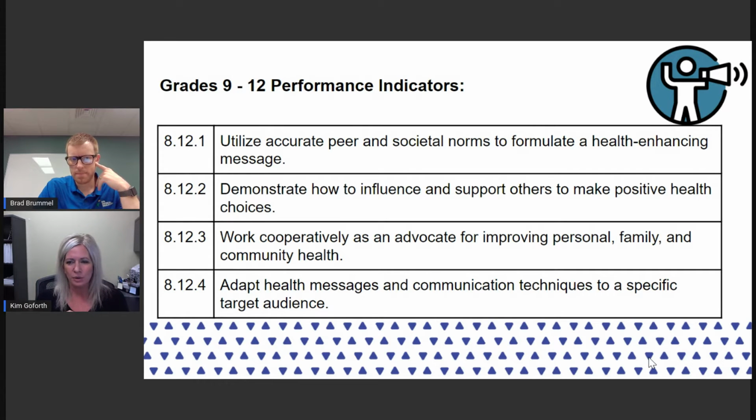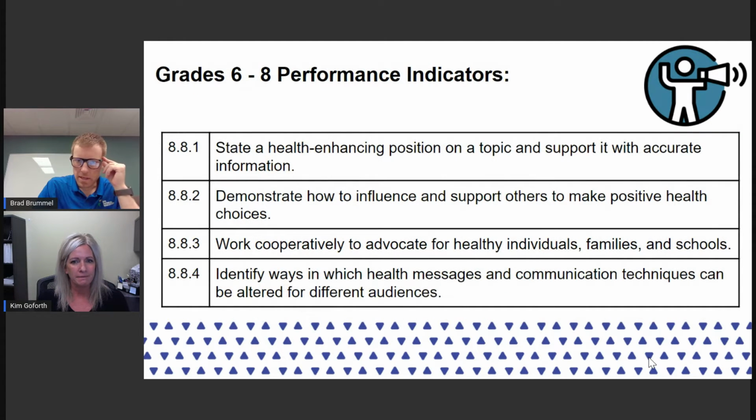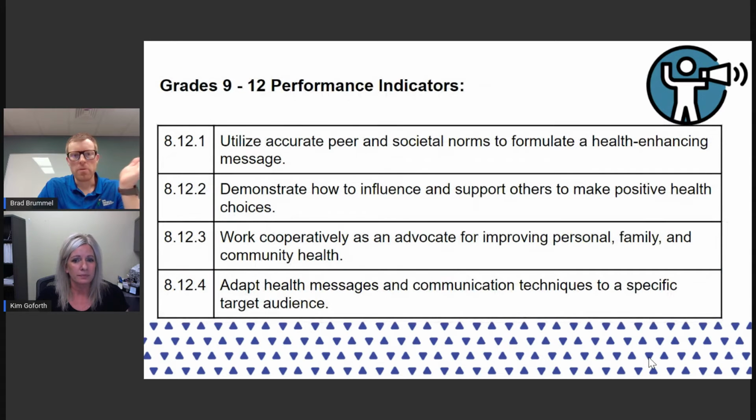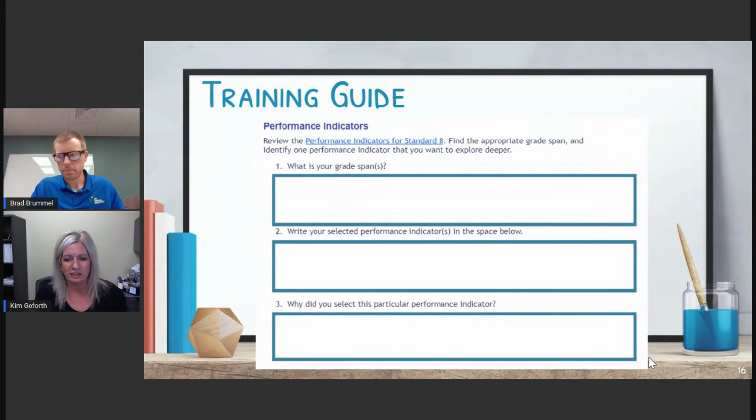So any other notices that you have, Brad, between the two grade spans? I would say on indicator 3, I'm noticing that the community for a middle school student is a lot of times their family and their school. Mm-hmm. And then when we move to high school, it specifically says community health. So we're asking high school students to actually work within that community, not just their school or family, but just broaden their reach a little bit more. So good job with the verbs, Kim. Good notice. Good notice. So now take a moment.